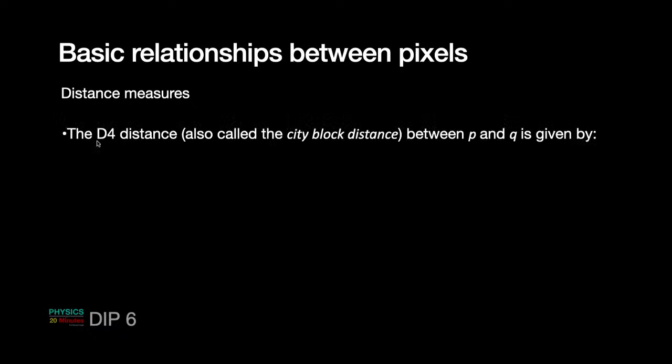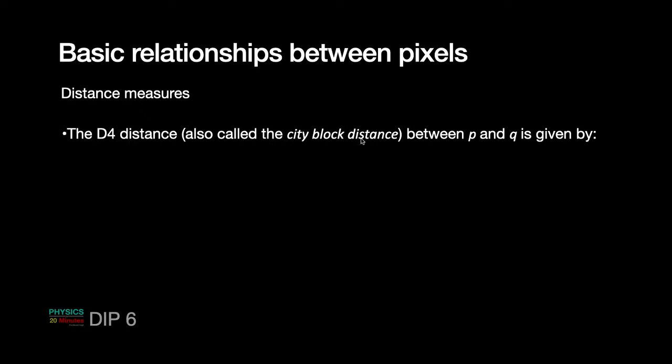Then there's something called the D4 distance, which is called city block distance. So D4 distance is like 4 neighbors, you can go from one neighbor to the other. You can go to the right, left, top, bottom, but you cannot go to diagonal parts. So that is called a city block distance.